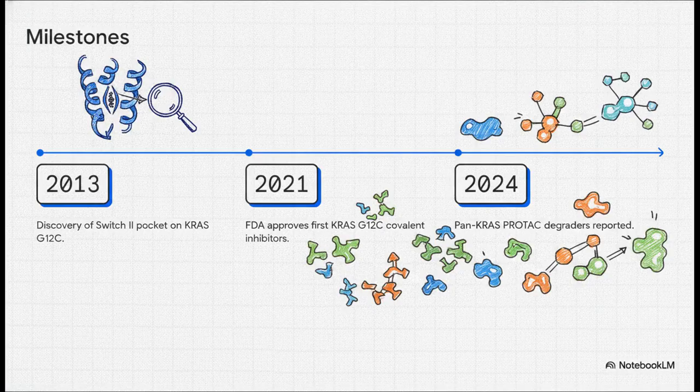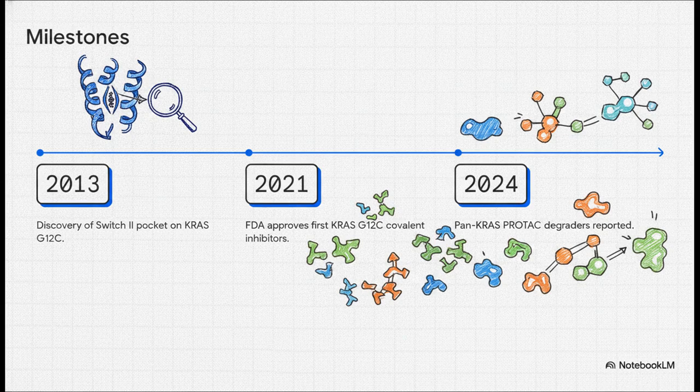The big breakthrough actually came in 2013 when Kevin Shokat's lab at UCSF made this stunning discovery. They found a tiny, previously unrecognized crevice on a very specific mutation of the protein, the KRAS G12C mutant. They called it the Switch-2 pocket, and man, this set off an absolute gold rush in pharmaceutical development.